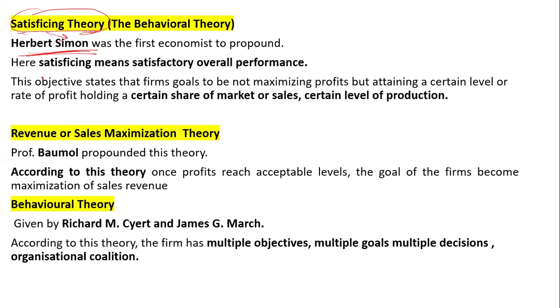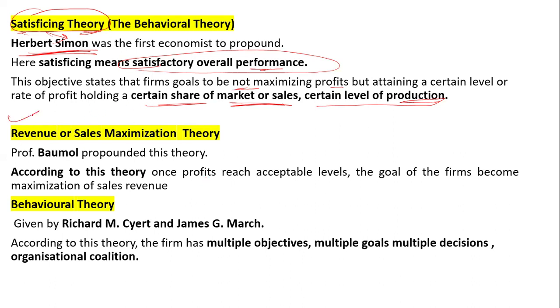Satisficing means satisfactory overall performance. The objective is that the firm's goal is not maximizing profit only, but attaining a certain level of rate of profit, a certain market share, a certain level of sales, and a certain level of production. This is the overall satisfaction. If your market share is good, your sales are good, and your production level is good, then the firm will get overall satisfaction. So this satisficing theory is given by Herbert Simon.